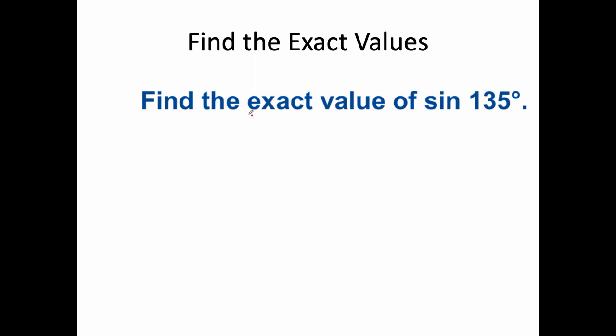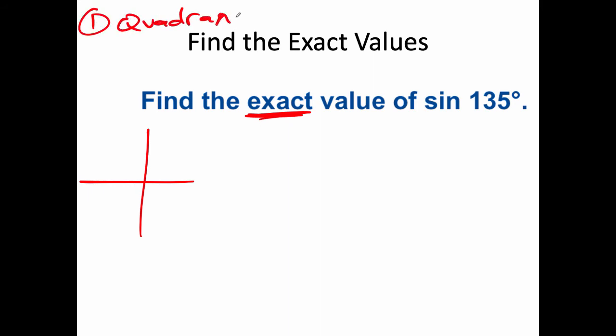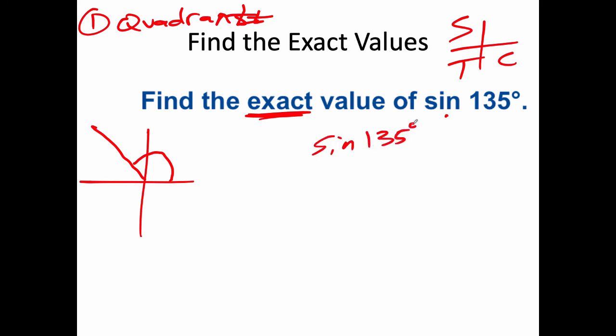Find the exact value of sine of 135. Exact value means we are not typing it into our calculator. We are getting simplified square root form. So the first thing I'm going to do, step 1, is find your quadrant and use your STC for positive or negative. So 135 is in quadrant 2. Sine in quadrant 2 is positive. So I know that the sine of 135 will be a positive number. Step 2, find the reference angle. I am 45 short of getting there, so 45.